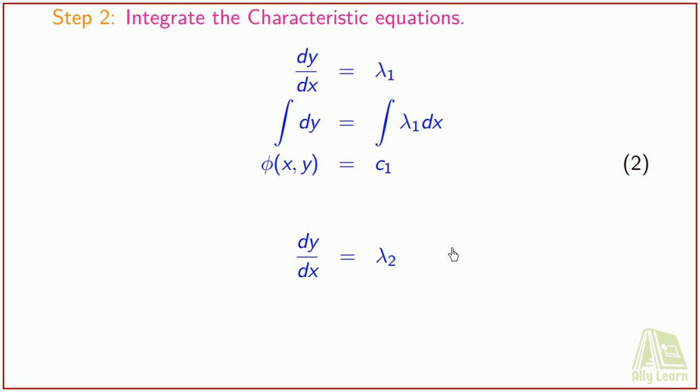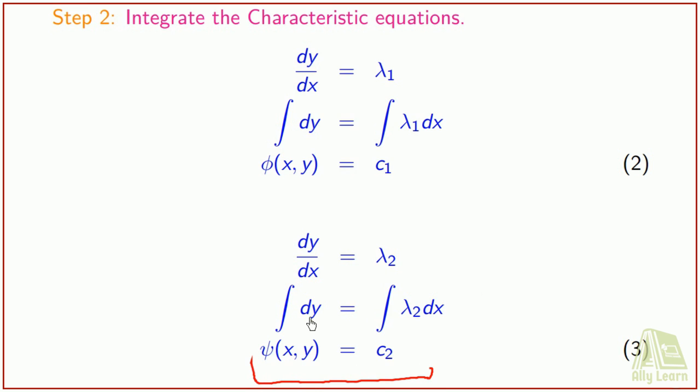This is over here, dy over dx equals lambda 2. I do the same thing over here, that is, I integrate, and suppose upon integration I get this as my solution. Okay, again, because I have terms of x and y only, so I will have a function of x and y and a constant of integration.